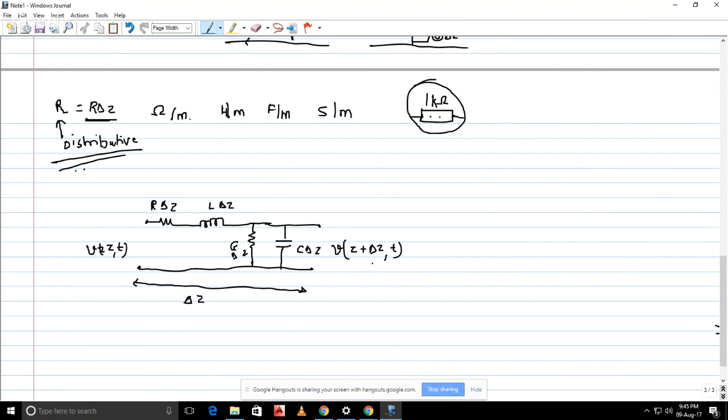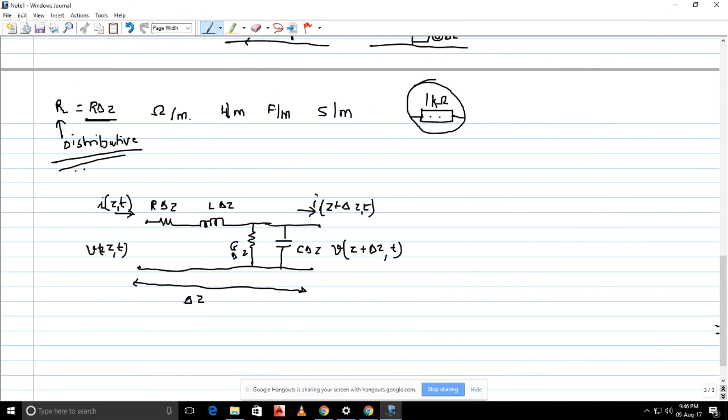I am only worried about what is happening in the space variation, because we are freezing the time. As we have seen in waves also, because there are two variables, I can freeze one variable and work with the other. So I am freezing my time and working with the space variable. The input voltage is V of z comma t, whereas the output voltage after delta z will be V of z plus delta z comma t. The current flowing into this circuit at this end is I of z comma t, and the current that comes out from here will be I of z plus delta z comma t.